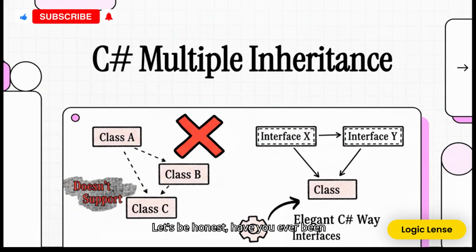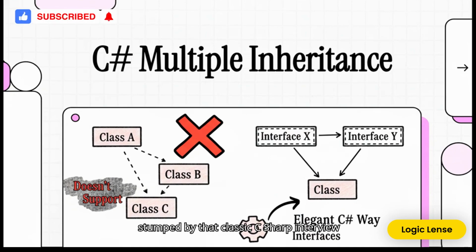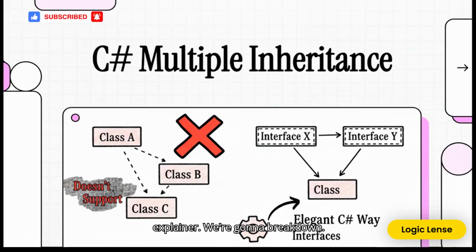Let's be honest, have you ever been stumped by that classic C-sharp interview question about multiple inheritance? You are definitely not alone. In this explainer, we're going to break down exactly why C-sharp just flat out says no to inheriting from multiple classes. We'll expose the famous problem it's designed to prevent, and then we'll look at the super elegant solution C-sharp gives you to get all the power you need anyway. Let's get right into it.